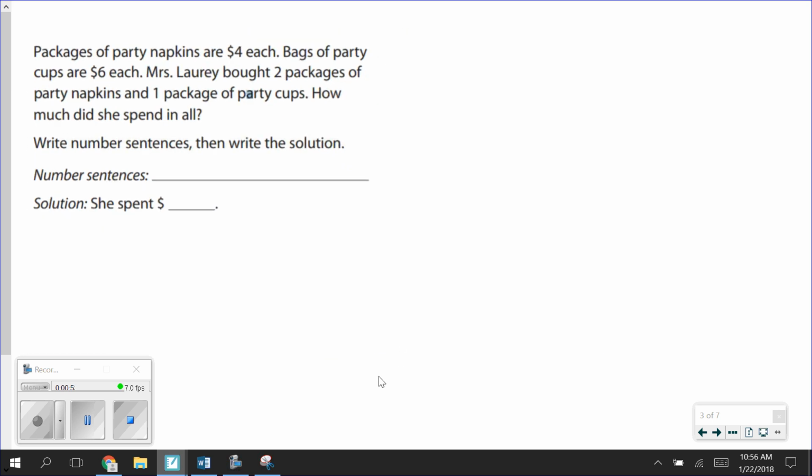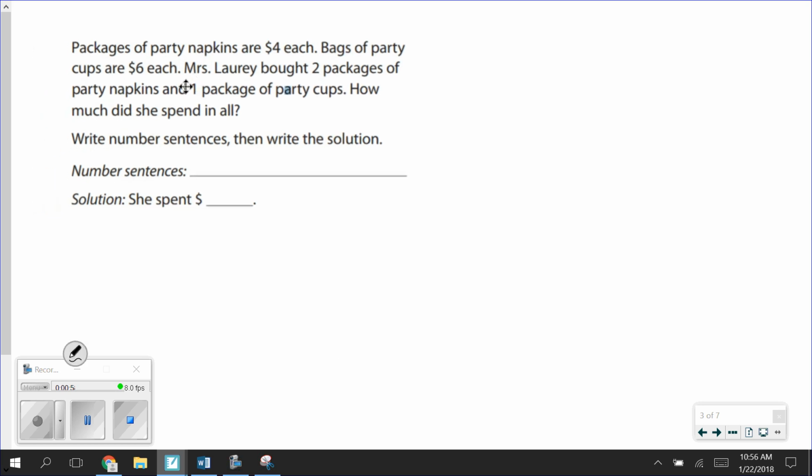When I do this, I like to underline the question, what I'm being asked. Okay, I want to know how much did she spend in all? That's the question I'm trying to figure out. And then I like to circle the numbers that I'm going to have to use. Okay, I know that the napkins are $4, the cups are $6. She got 2 packs of napkins and 1 pack of cups. So now I know the numbers that I'm working with and I know what I need to find out.